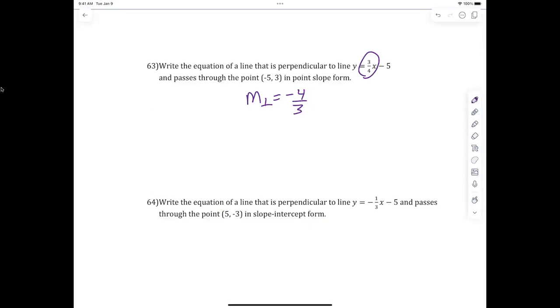And then from there, we write the equation. Go ahead. Y equals, beautiful. Y minus 3 equals -4/3 times x plus 5. And now, all right, we want it in point slope form. So guess what? We're done. That's it.